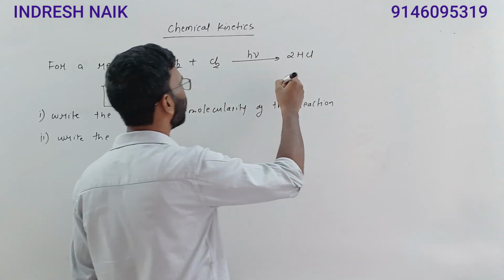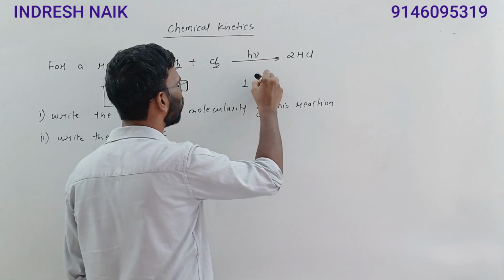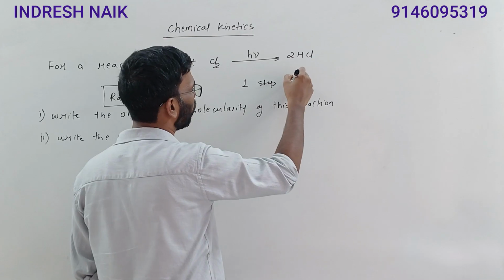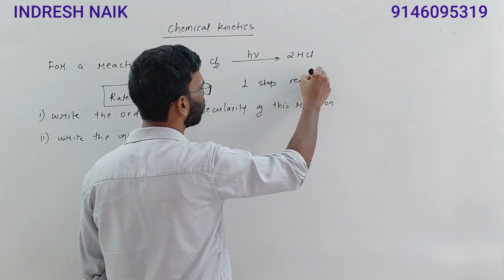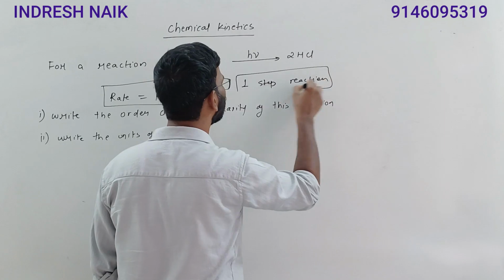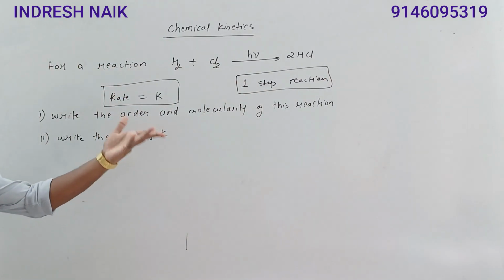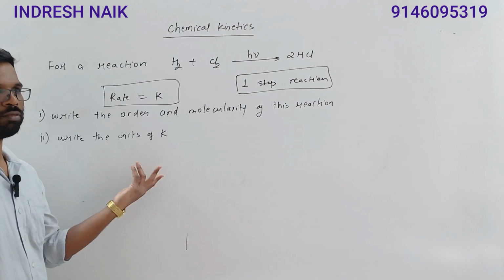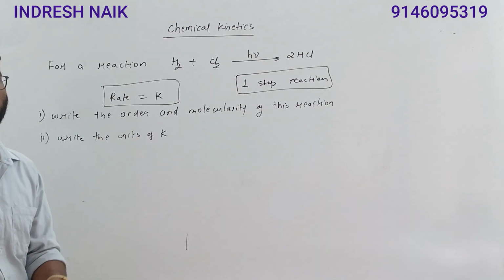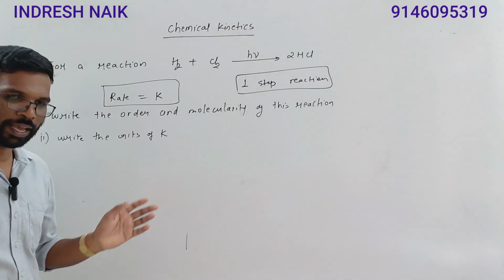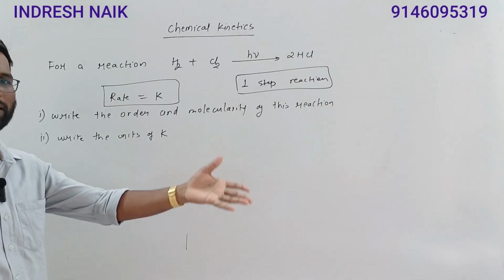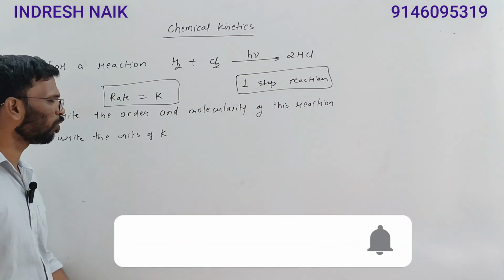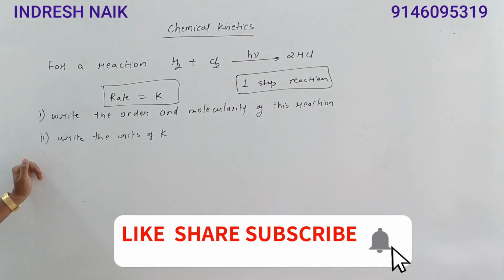So I'll mention this. This is a one-step reaction, an elementary reaction. Unless and until it is mentioned, you cannot do this question with respect to molecularity. If it was a complex reaction, they should have at least given 2 or 3 steps in which the reaction is proceeding, and they should mention which is the slower step. Then also you can calculate the molecularity for that particular reaction or step.